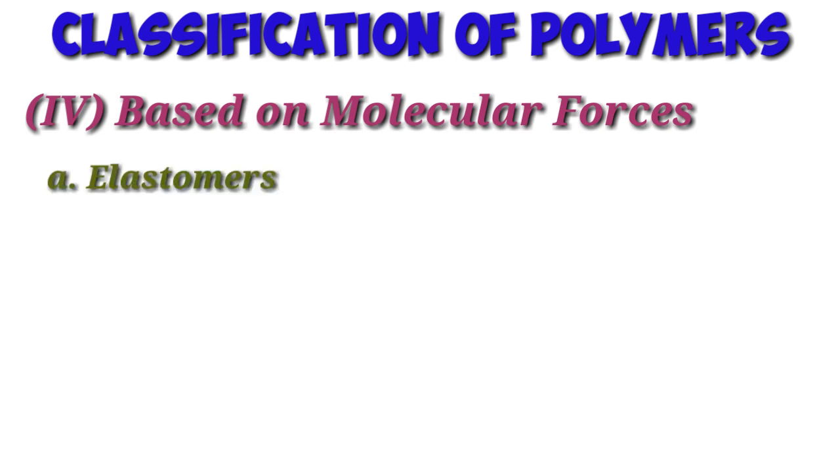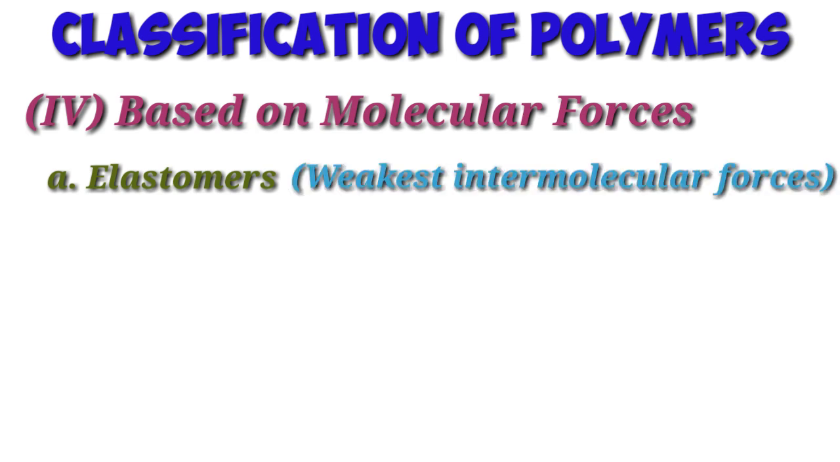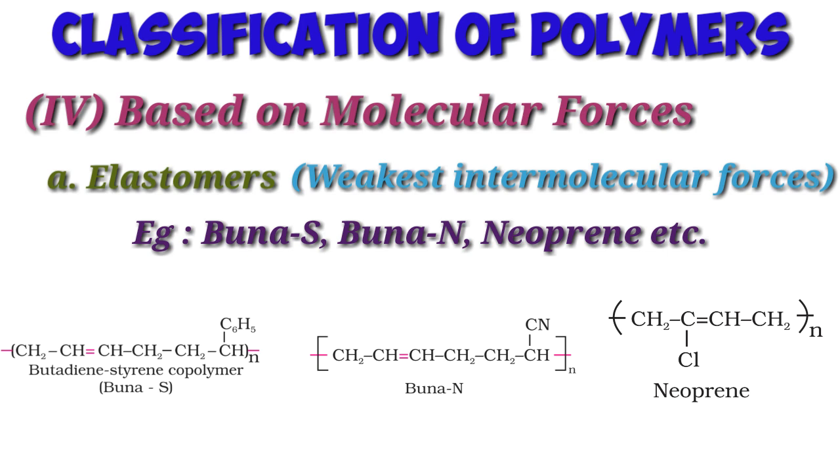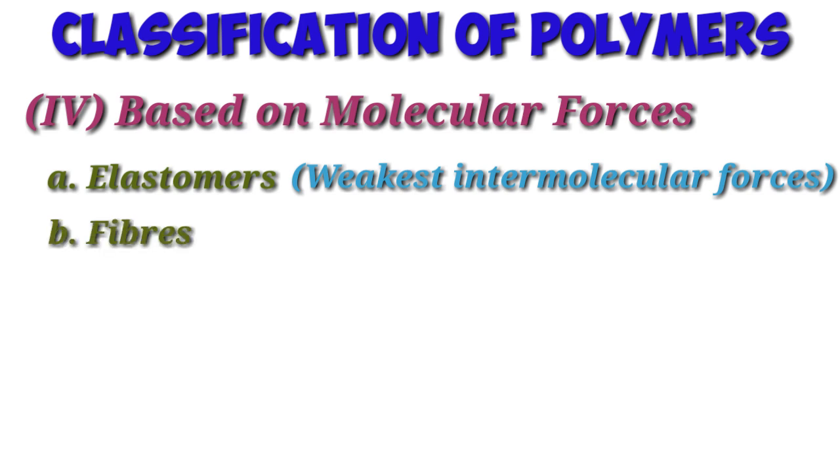First one, elastomers. These are rubber-like substances with elastic properties. The polymer chains are held together by weakest intermolecular force in elastomers. These weak forces allow the polymers to be stretched. Few crosslinks are introduced in between the chains which help the polymers to get back to its original position after the force is released. Buna-S, Buna-N, neoprene, etc. are examples of elastomers.